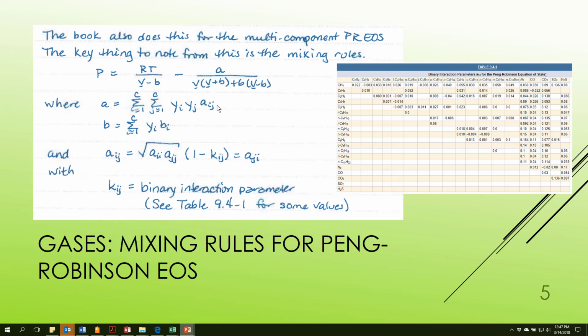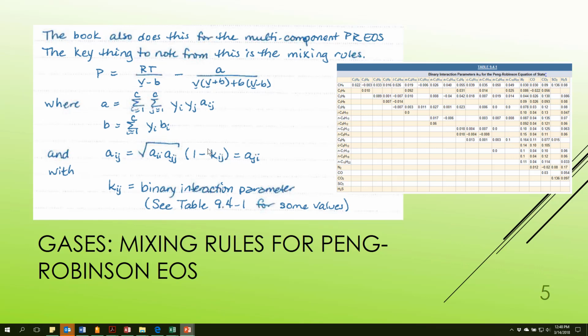I can estimate A sub ij using this mixing rule, which says that I'm going to take the pure component A's, the square root of their product, a geometric average, times 1 minus the binary interaction parameter. And this quantity is going to be A ij or A ji. There's no difference based on order.